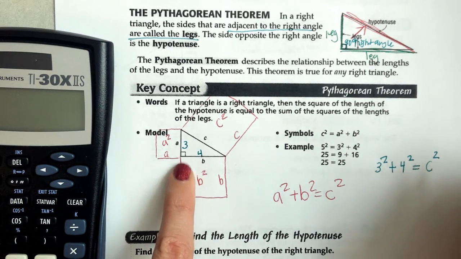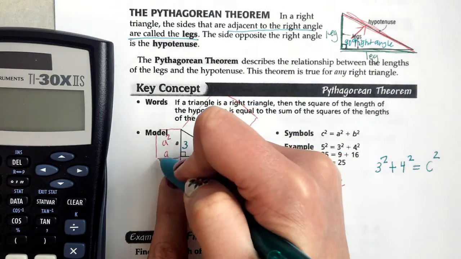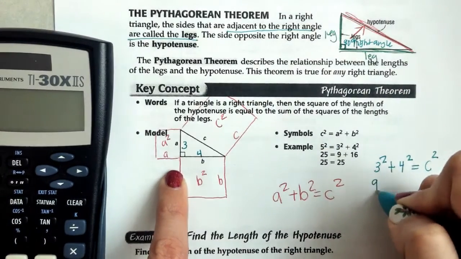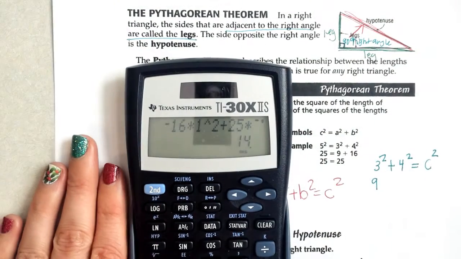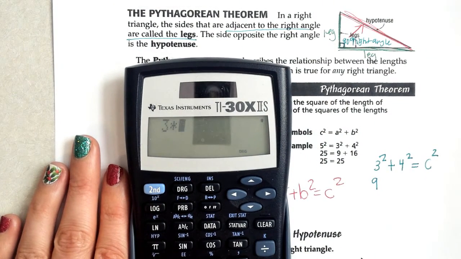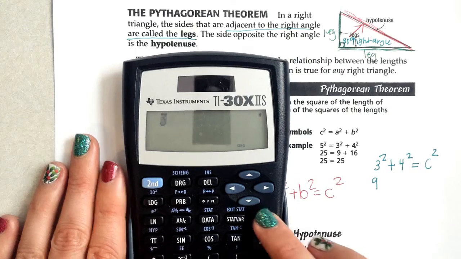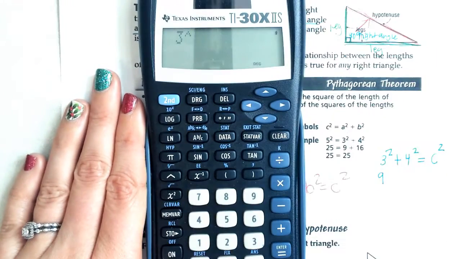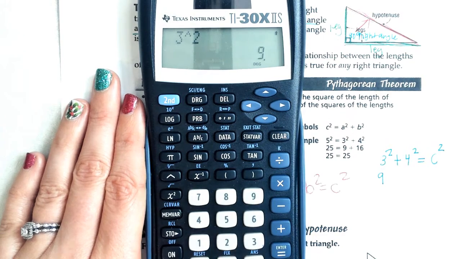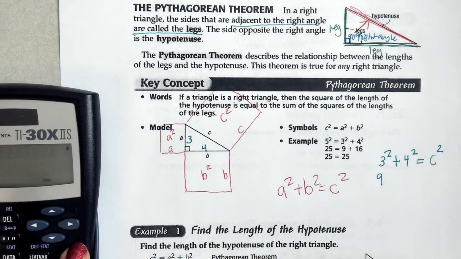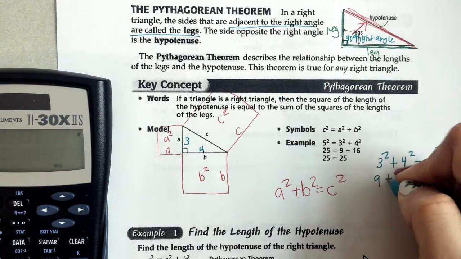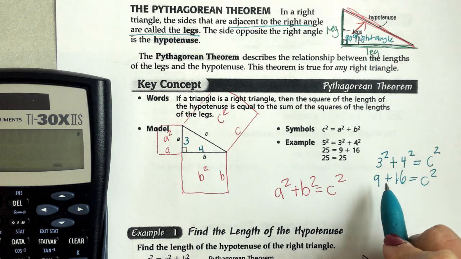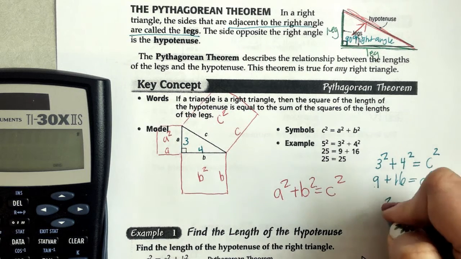Well, 3 squared, remember that's making this 3 by 3, so that would have an area of 9. 3 squared is 9. Don't forget, 3 squared really means 3 times 3, or on your calculator, you would type 3, caret button, 2, which is 9. Then 4 times 4, or 4 squared, is 16, equals c squared. Well, 9 plus 16 gives me 25.